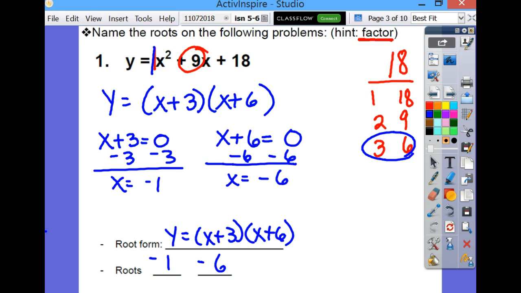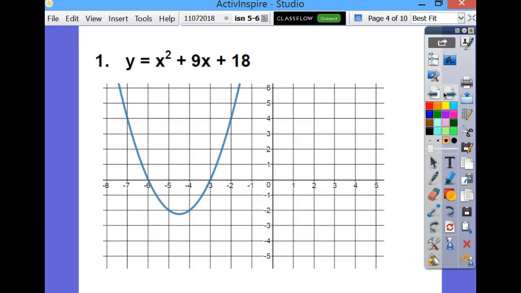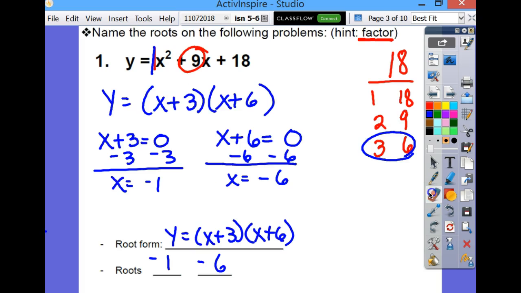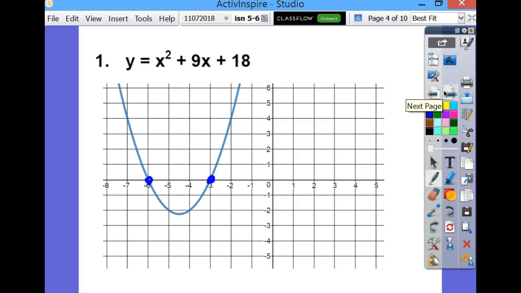Now, you don't have any graph paper in your notes, but I did make a graph of this equation. And so when you make a graph of these equations, these are the x-intercepts. Do you see that that goes with the roots you just did? Okay, so right here I need to fix the number because I wrote down the wrong number. So these are your roots. Do you see how that goes with the graph?